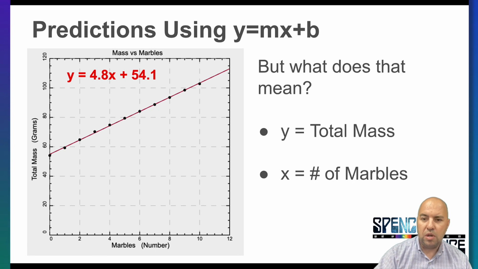So let's go through those, because we want to know not just y equals mx plus b, but what this means in terms of our actual graph that we have here in front of us. If we look at this particular graph that we've just put together, what does the y represent in y equals mx plus b? We'll take a look over here on our y-axis, on the vertical axis. Well, that's total mass. And what does the x in y equals mx plus b mean? Well, that's our number of marbles.